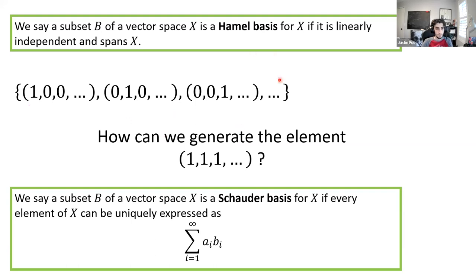It's easy to note that this is probably linearly independent, as each one is only one in exactly one term, but we actually cannot generate the element 1, 1, 1, 1, and so on to infinity, because that requires infinitely many of these vectors to be added together. So this set here does not span the entirety of, say, L infinity. This means this is not a basis, not a Hamel basis for L infinity.